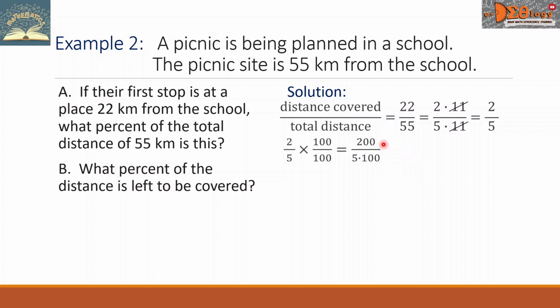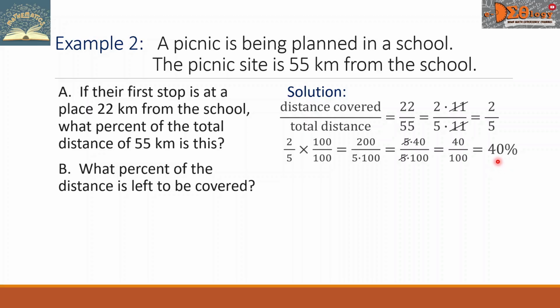Let's factor out 200 into 5 times 40 so that we can cancel the 5 and the 5. And this is now 40 over 100. Look at our denominator. It is 100. Therefore, this 40 we can now show as a percent, and that is 40%.